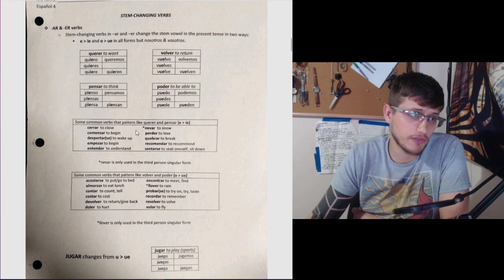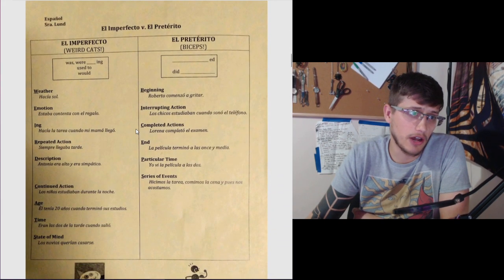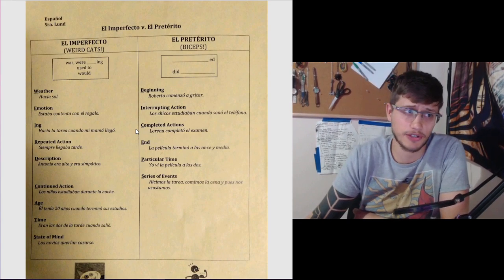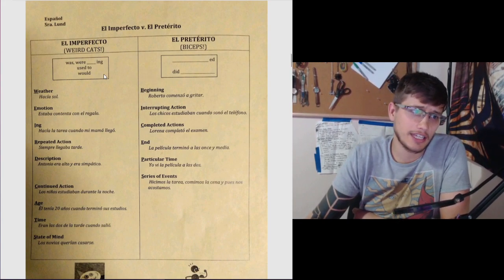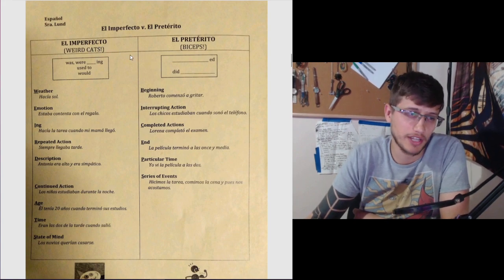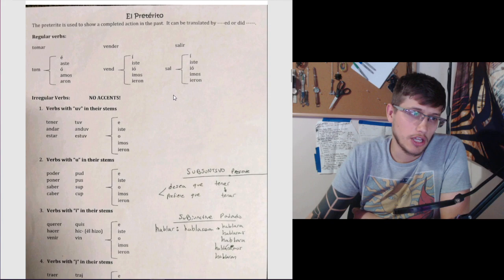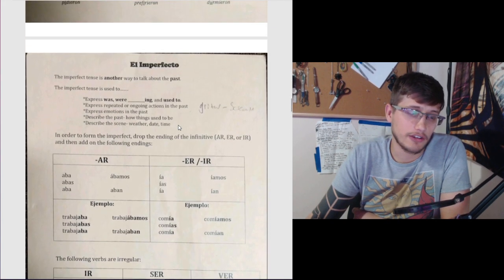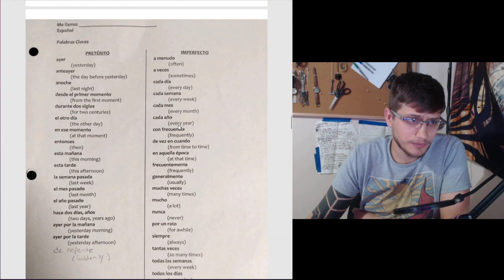Here's stem changing verbs. And now here's the past tense, right? So there's 2 past tenses in Spanish. There's the preterite and imperfect. Here's 2 mnemonics in order to help remember that, BICEPS and WEIRDCATS. And here are the conjugations for preterite. And then here are the conjugations for imperfect.